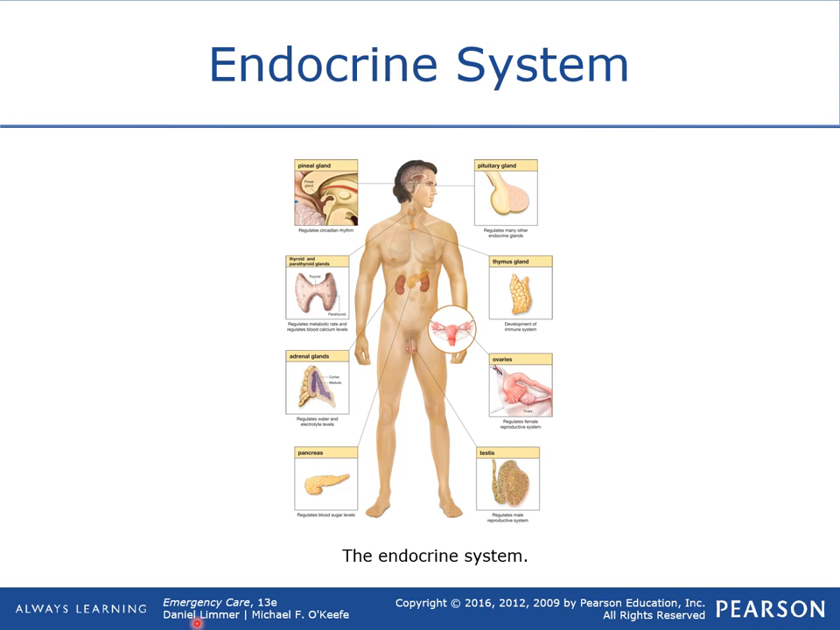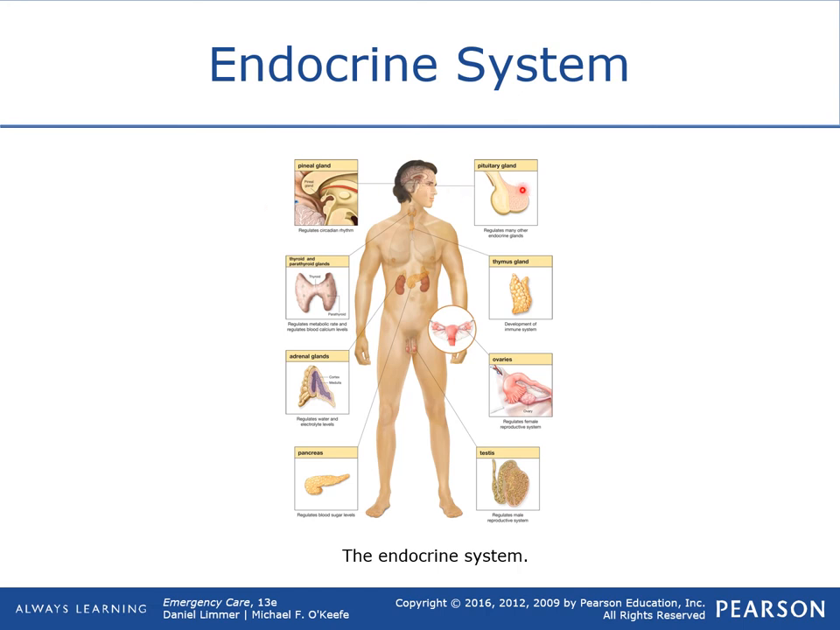So here are the organs in your endocrine system. We'll start up here with your pineal gland, which is in your brain. That helps regulate your circadian rhythm. Your circadian rhythm is what helps regulate sleep at night. People will say that their circadian rhythm is thrown off if you have an erratic sleep schedule, like most of EMS end up having. They have very poor circadian rhythms.